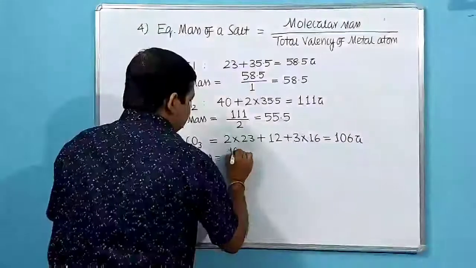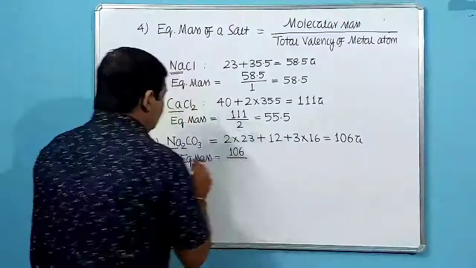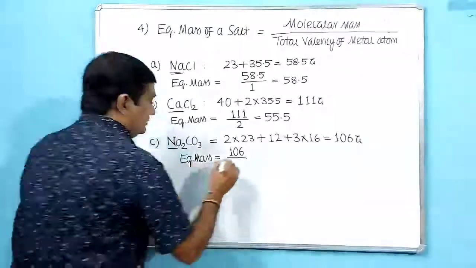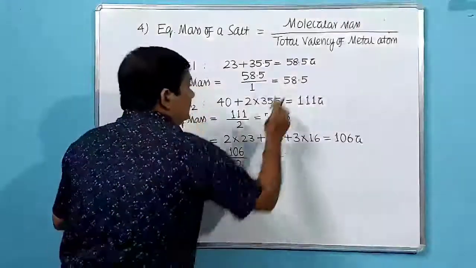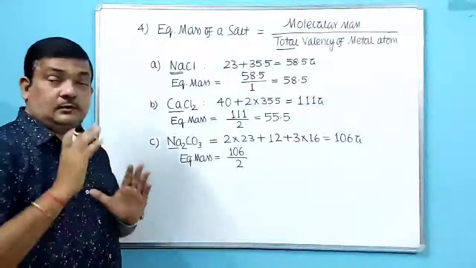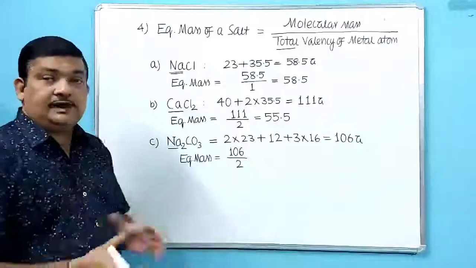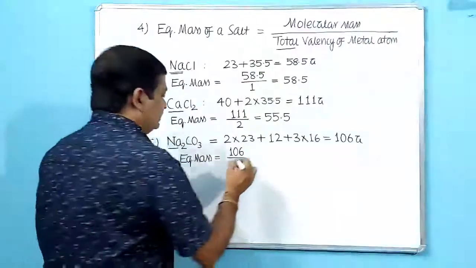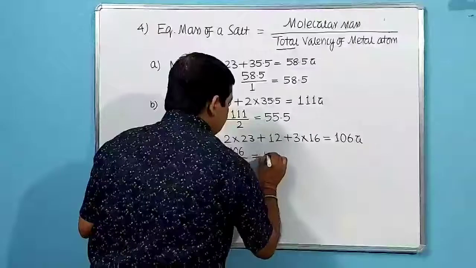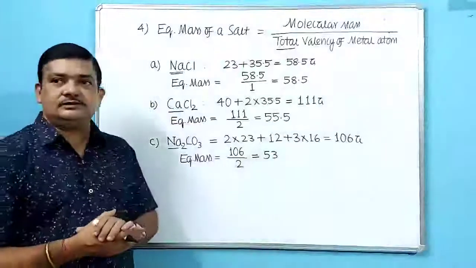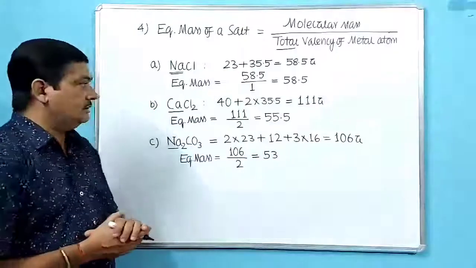Now molecular mass 106 divided by 2 sodium atoms into valency of sodium atom is 1. So remember, that's why I told you to remember this one: total valency, not only valency. Total valency of the metal atom. How to find out total valency? The number of metal atoms into its valency. So it will be 53. Okay, so I think you can find out the equivalent mass of any salt.